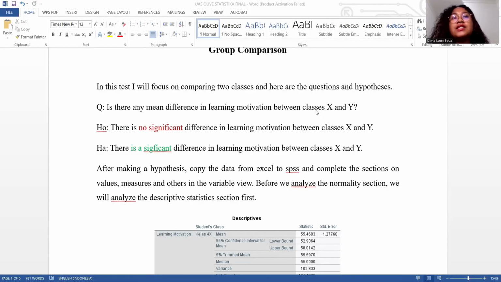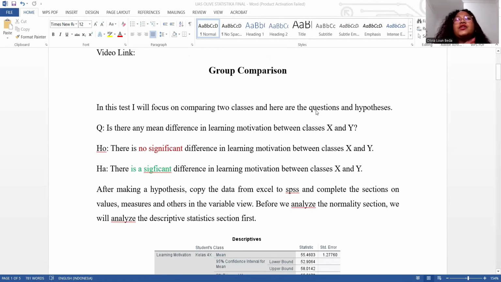Today's video is about group comparisons, and I'm going to explain the report that I made by myself about comparing two groups to find the difference between these two classes. Okay, so without any further ado, let's get started.